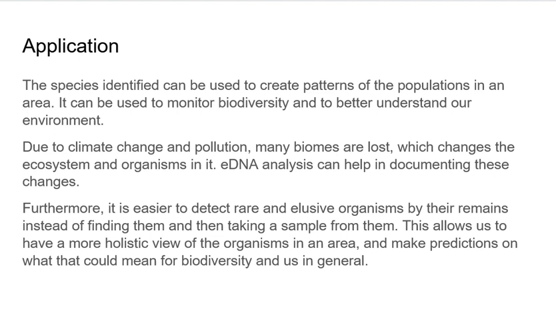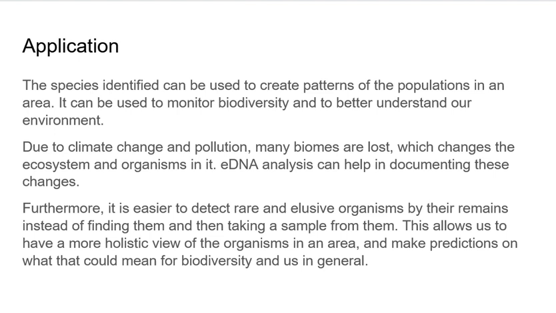Furthermore, as stated before, it's a less invasive way of identifying all the species in the area, so we're much less likely to affect the ecosystem just by going into it, and it's more likely that any change is due to the climate change and all the pollution in the area. Furthermore, one other great thing about the DNA metabarcoding process is that it's easier to detect rare and elusive organisms by their remains instead of having to actually go out, find these organisms, and then take a sample from them. This gives us a more holistic view of the organisms in the area as it's much easier to detect them.